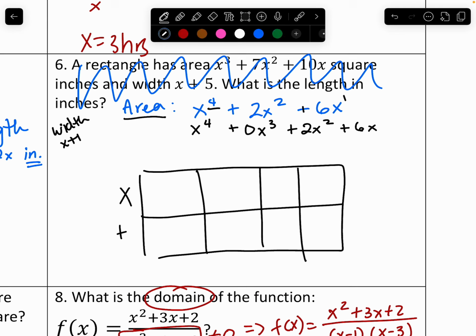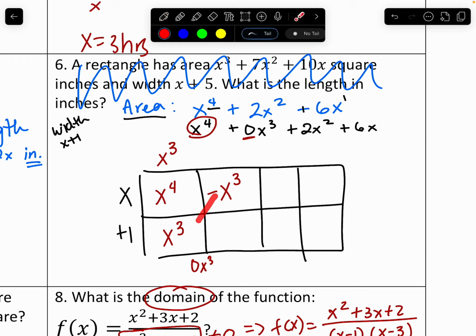But we know the width is x plus 1. So in my first box will be x to the 4. Now we just have to figure out the other sides. x cubed, right? x cubed times x is x to the 4. This becomes x cubed. x times blank. So now we have a 0x cubed, right? So what's x cubed plus what is 0? It would be the opposite symbol, which is negative x cubed, right? If you did the box method, you'll figure out that this is just 0.